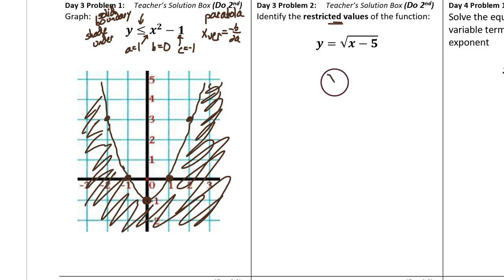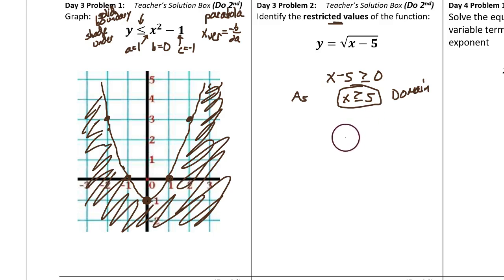So we can write that x minus 5 has to be greater than or equal to 0. Then solve this expression by adding 5 to both sides. x is greater than or equal to 5. This statement about what x has to be is called the domain. But if we think about what this means, this also tells us the restricted values. If x has to be greater than or equal to 5 to work, then anything less than 5 is restricted.